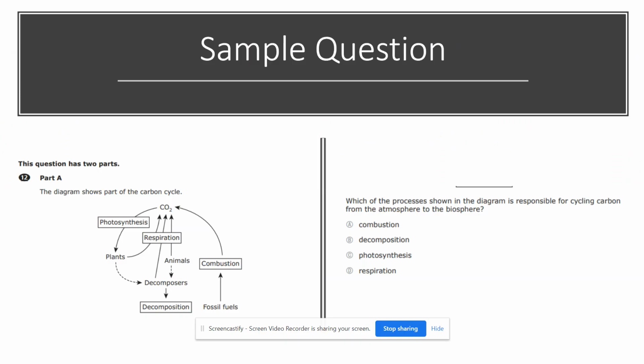Okay, so now let's just get to a couple of practice MCAS questions with these topics in mind. So let's look at this one. Part A of this question has a diagram, which is showing part of the carbon cycle. And here's the question: which of the processes shown in the diagram is responsible for cycling carbon from the atmosphere to the biosphere? Let's pause the video now so you can come up with an answer on your own.